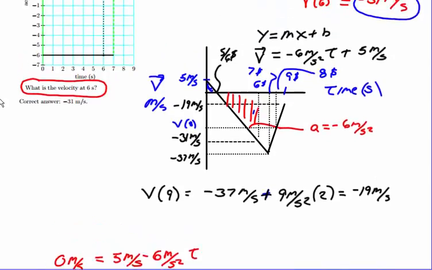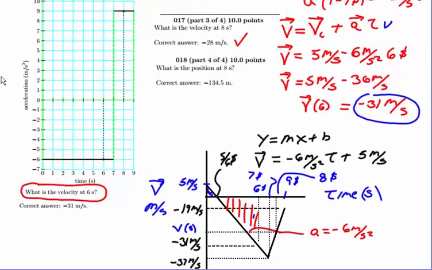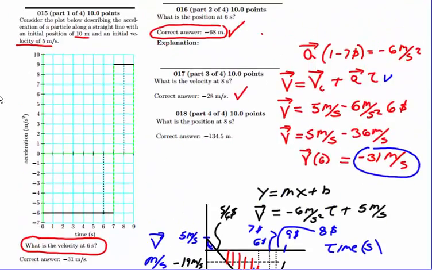And I'm going to recommend that when you have a break, like in your acceleration versus time graph, it's probably easier just to draw a rough sketch of your velocity versus time graph and find that. All right, now to the last question. What is the position at 8?